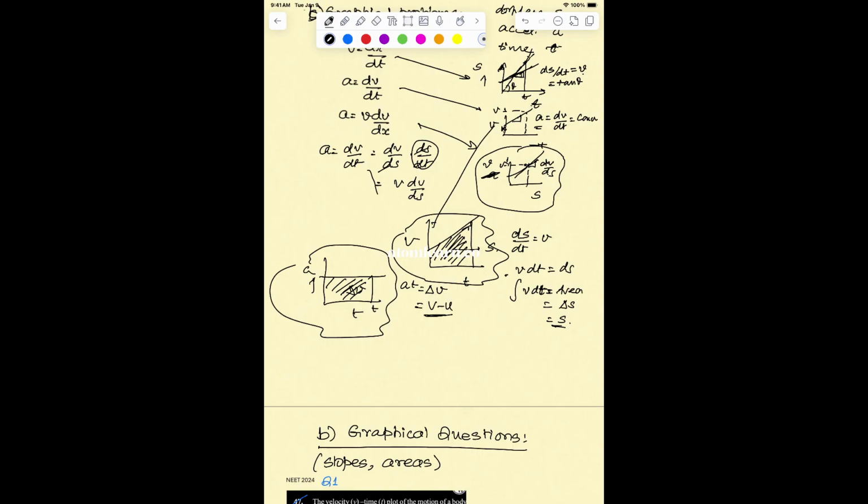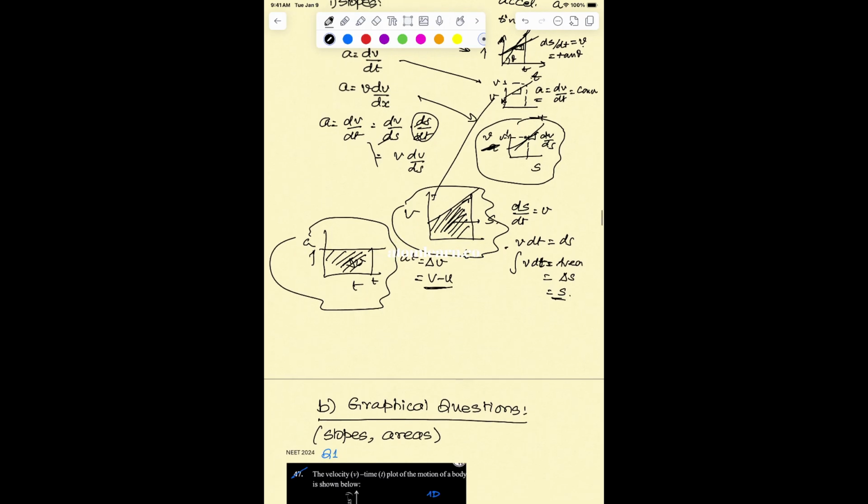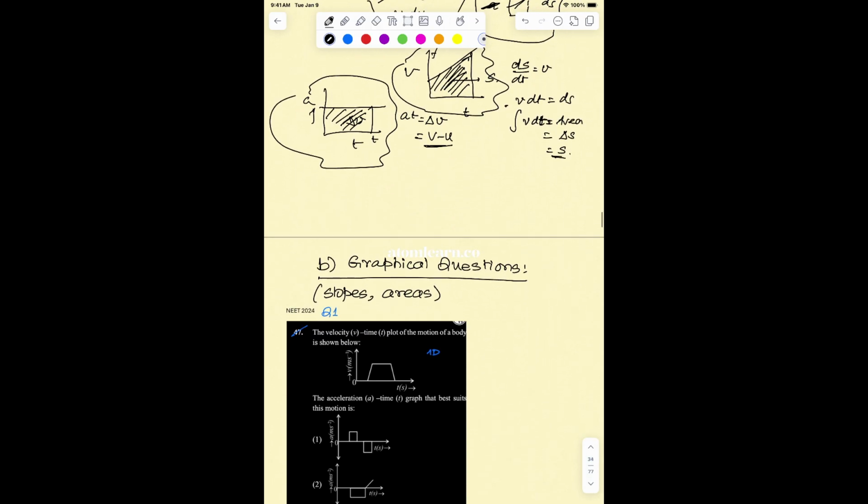There may be some more kinds of graph questions which you will have to solve based on these definitions which we know: v equals ds by dt, acceleration equals dv by dt, as well as acceleration equals v dv by ds. Based on this, the area, integral v dt, will give you displacement, and integral a dt, where for a constant acceleration a can be taken outside, gives a delta t, which is the change in velocity.